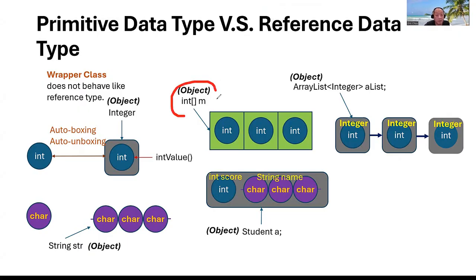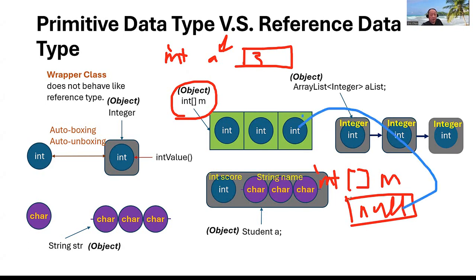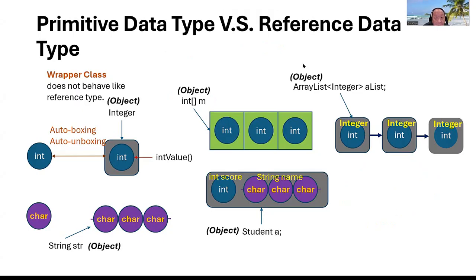So your integer A is a primitive data type, so it directly stores a value. While integer array N is a reference variable. It may store null, or it may store the address of an object, pointing to the array of objects. Is that okay so far? Okay. So this is the difference between a primitive data type and a reference data type.